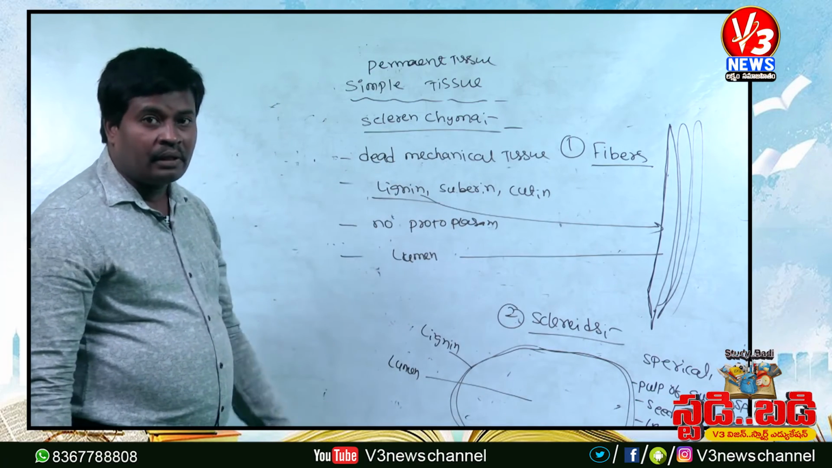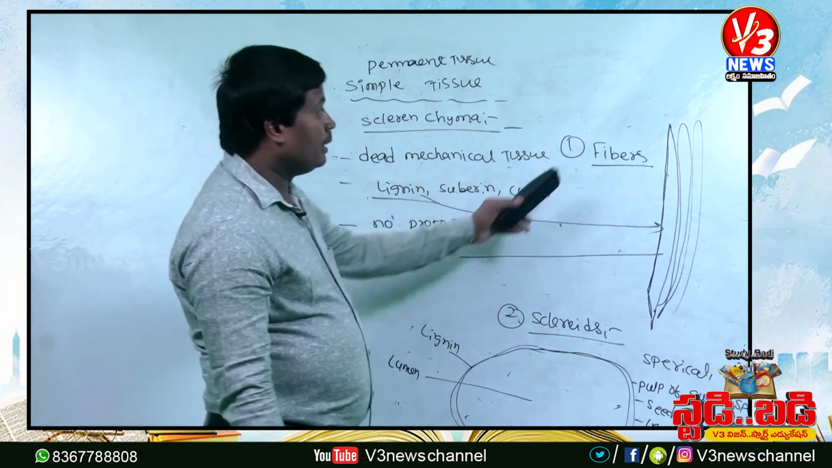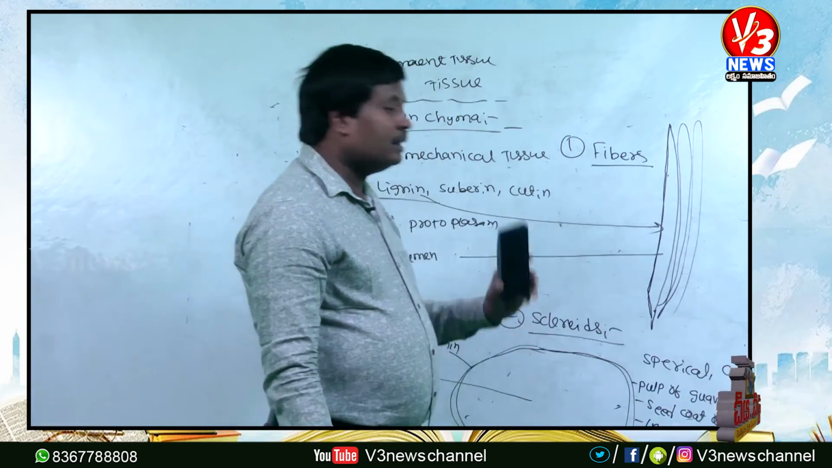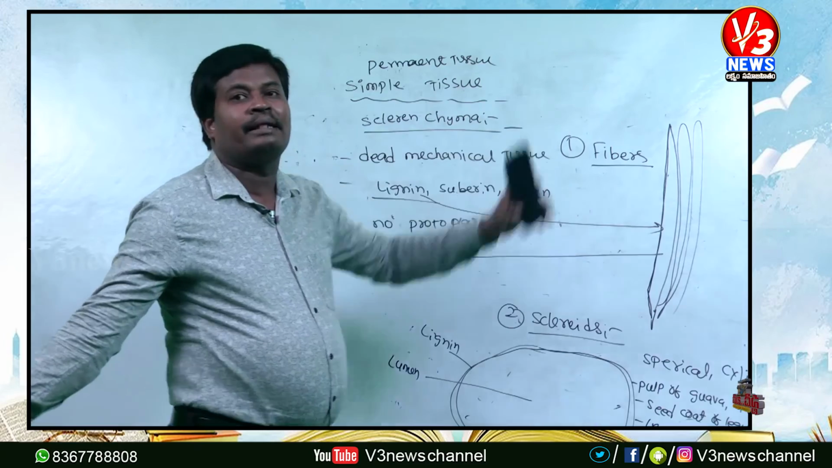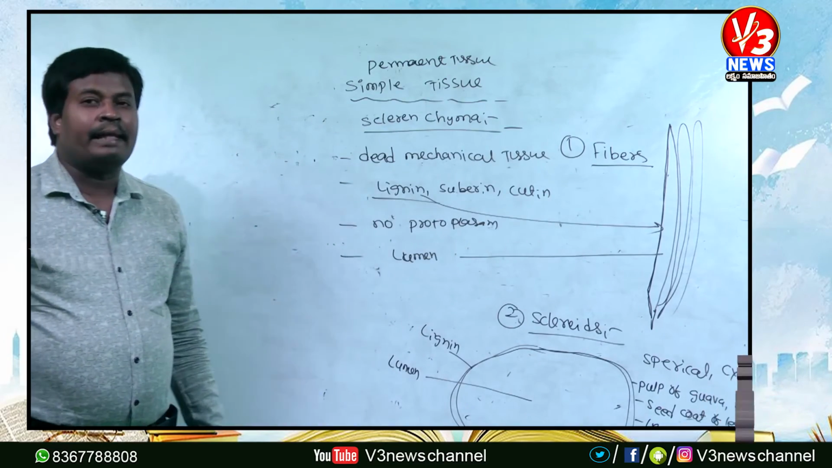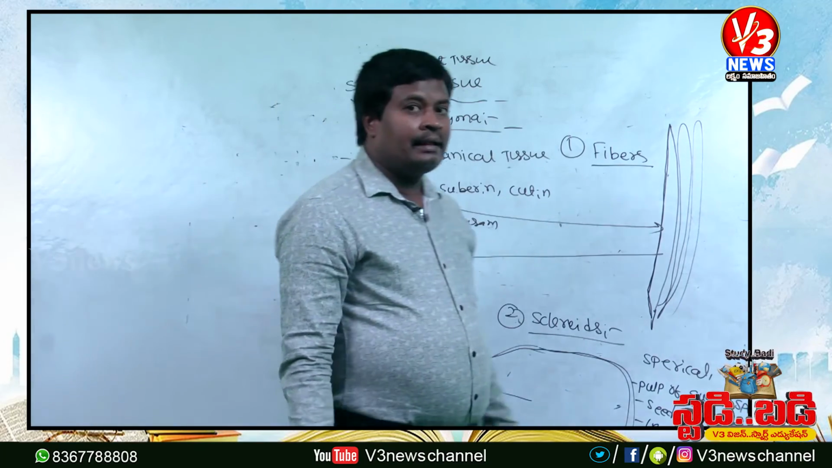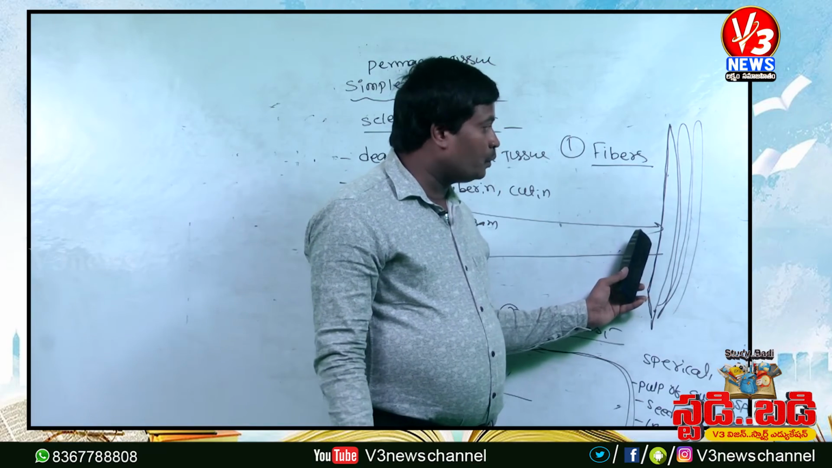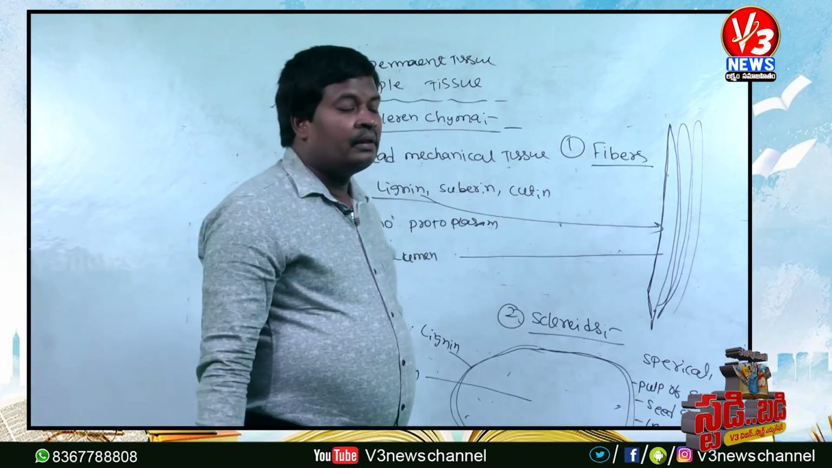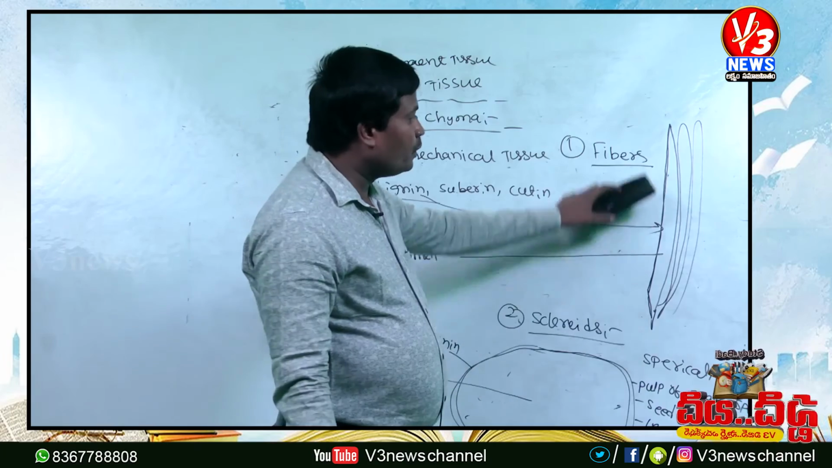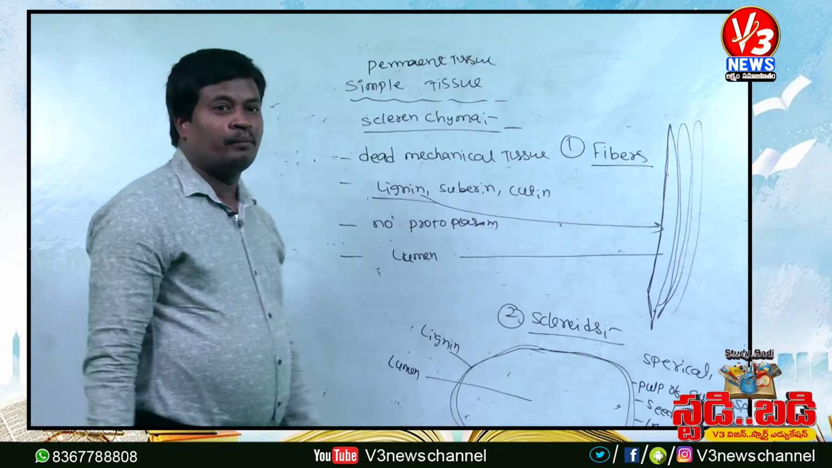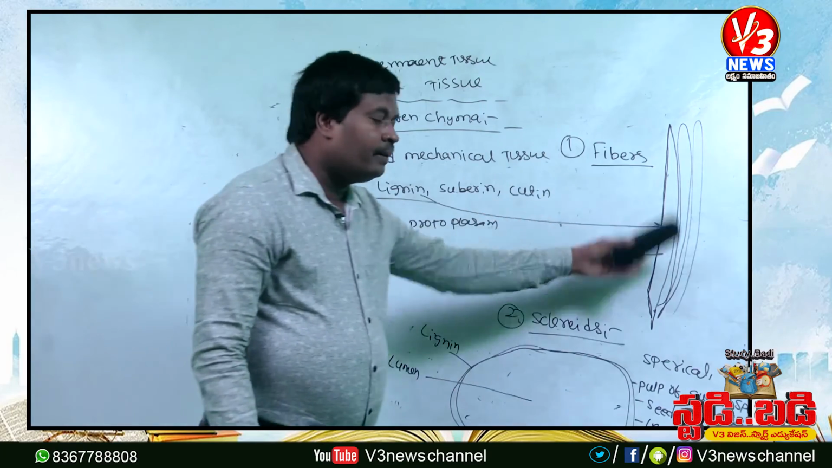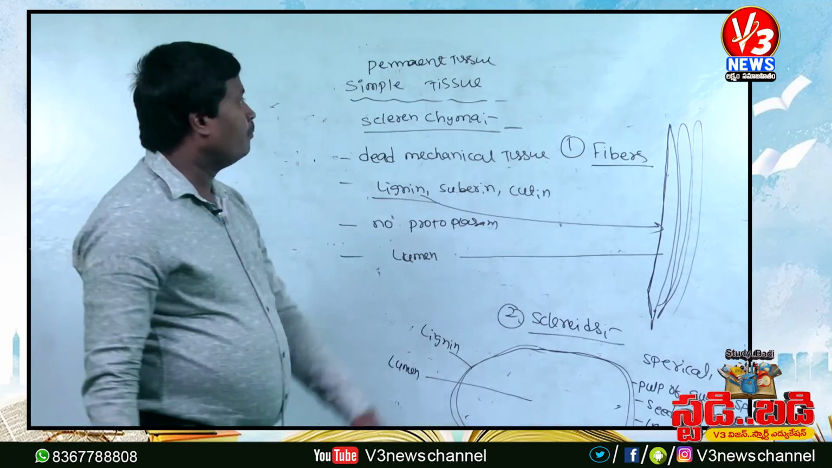How many types of sclerenchyma? There are two types, fibers and sclereids. What are fibers? Elongated cells with tapering ends. These fibers are also made up of lignin. The empty space is called a lumen, and they give mechanical support to the plant body.